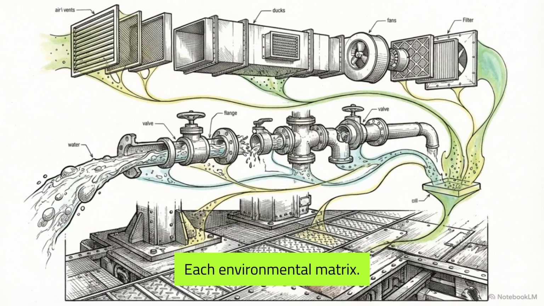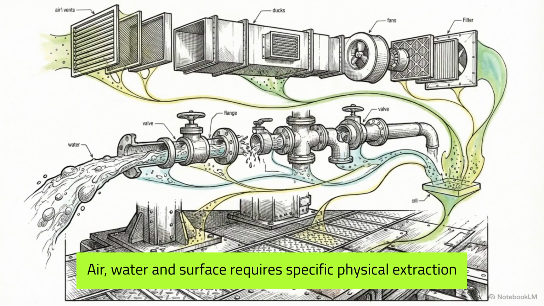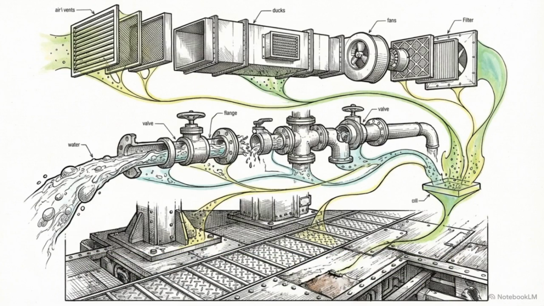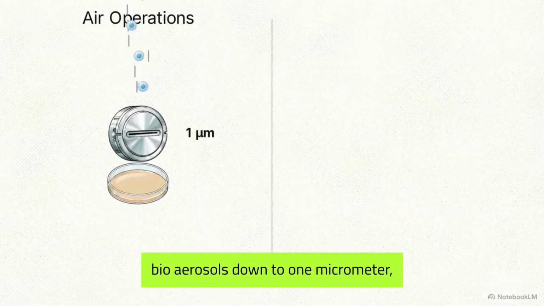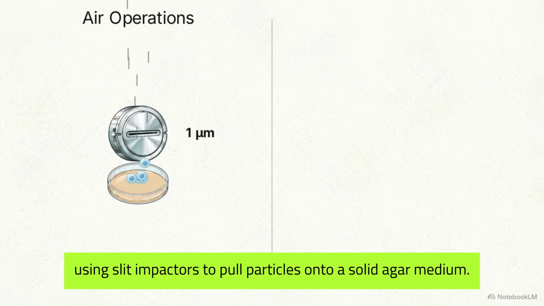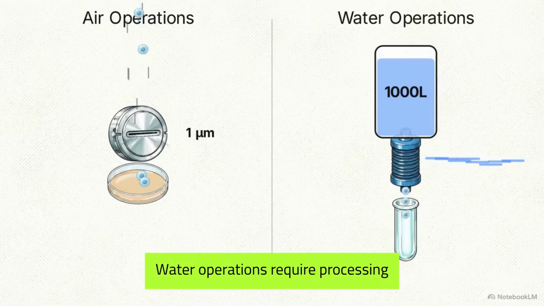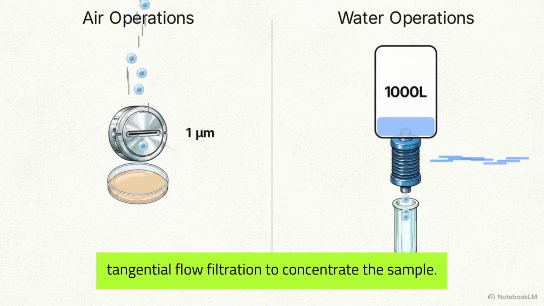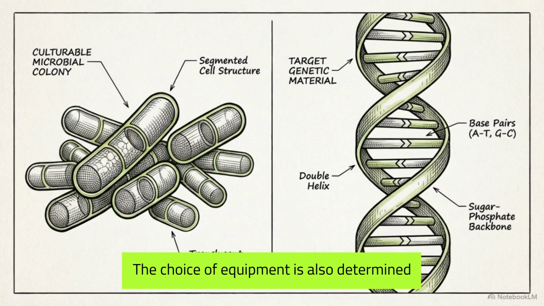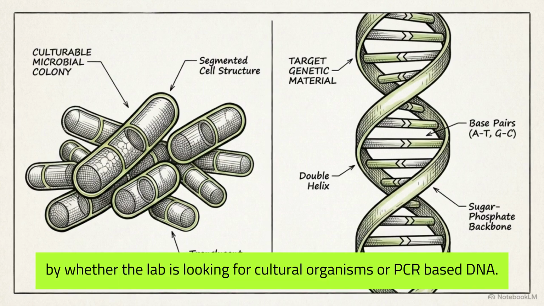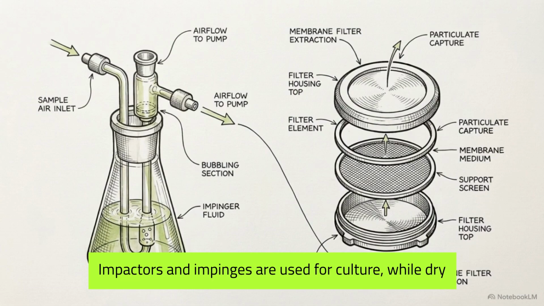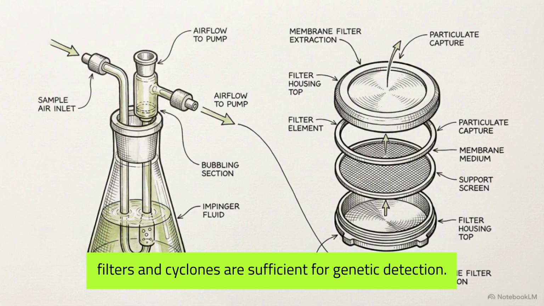Each environmental matrix, air, water, and surface, requires specific physical extraction forces to maintain microbial viability during collection. Air operations require capturing bioaerosols down to 1 micrometer, using slit impactors to pull particles onto a solid agar medium. Water operations require processing massive volumes, like 1,000 liters, using tangential flow filtration to concentrate the sample. The choice of equipment is also determined by whether the lab is looking for culturable organisms or PCR-based DNA. Impactors and impingers are used for culture, while dry filters and cyclones are sufficient for genetic detection.